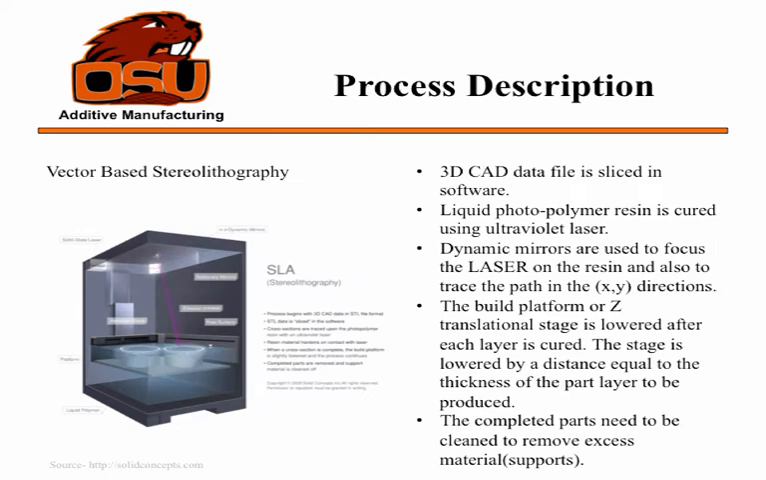So there are two types of SLA. One is vector based, and the second is mask based. The vector-based SLA starts with CAD data being sliced into layers, and then liquid photopolymer is cured by a UV laser. The laser is stationary, sometimes it's movable. Mostly they have an XY dynamic mirror, which moves to trace the path of the layer which has to be cured. The stage just moves down, equal to the layer thickness, and then the completed parts need to be post processed, cleaned of supports and sometimes machined.